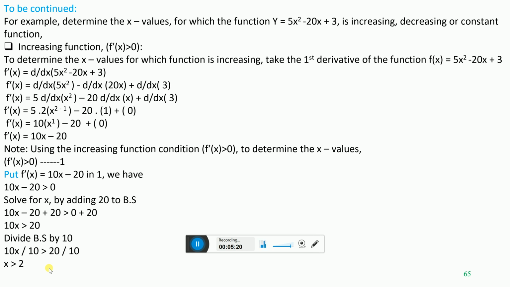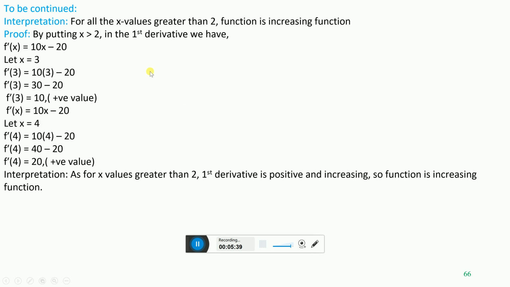We determined the x values using the condition of increasing function, and now we will judge whether for these x values the first derivative is positive. Interpretation: for all x values greater than 2, the function is an increasing function. I am proving this by putting x values which are greater than 2 into the first derivative to examine whether the first derivative is positive, negative or 0.